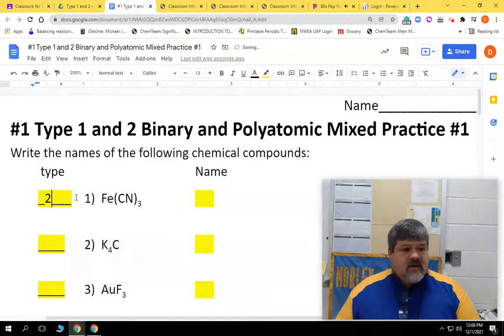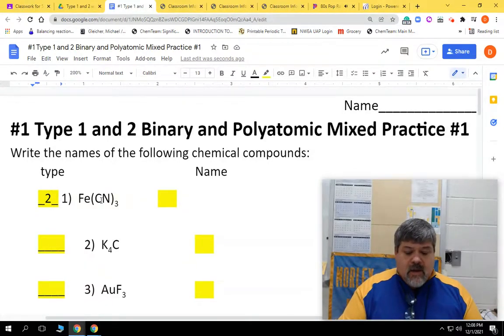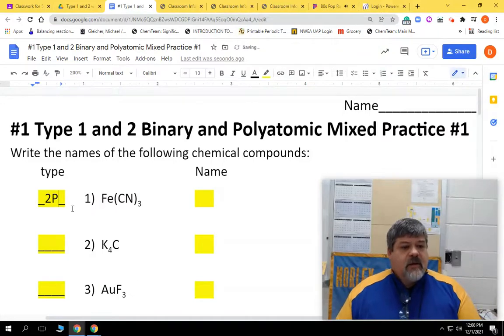Now, at this point, is it polyatomic or is it binary? Now, binary means 2 elements. Polyatomic means more than 2. So again, I have 3 capital letters, so it must be polyatomic. Okay, so we're going to put a capital P there. So now we're going to go ahead and answer these.